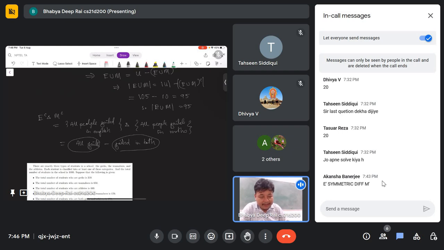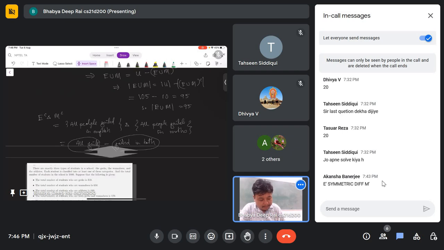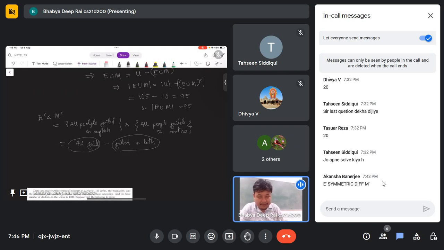So you are correct, Akanksha. It is E complement symmetric difference M complement. That is correct. But another way I can also see it is, failed in only one subject is the same as passed in only one subject, right?